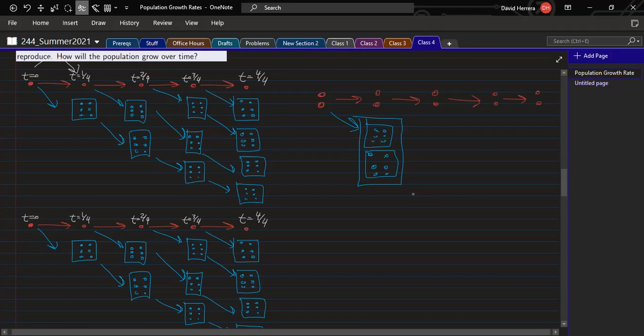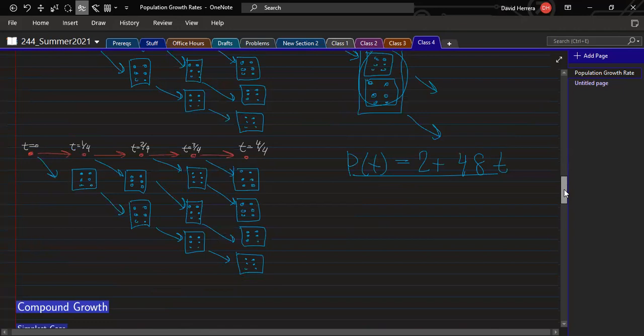So the setup that you have is going to be very, very similar. You basically would get P of T is the initial plus the growth rate. So this is going to be 12 times the fact that we had a period of 1/4 time step. It'd be 48. You know, just 2 times earlier. So this right here is the general setup that we would have.